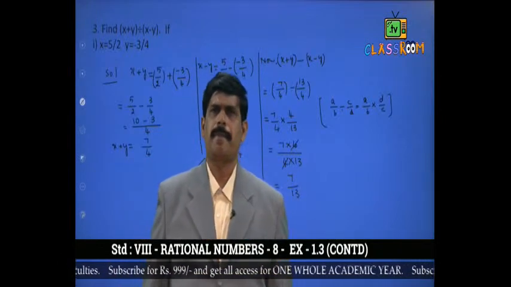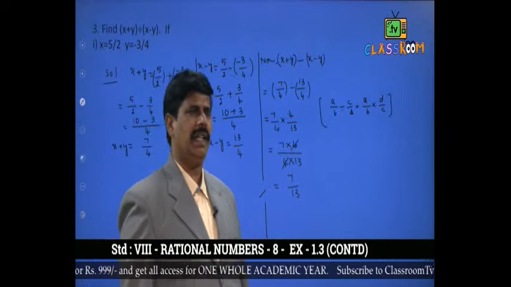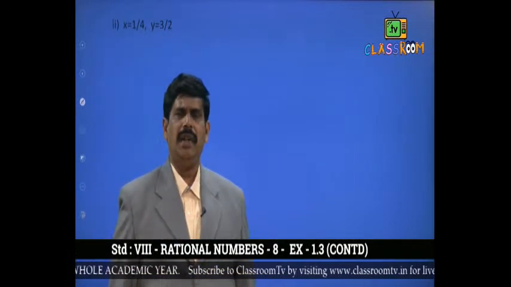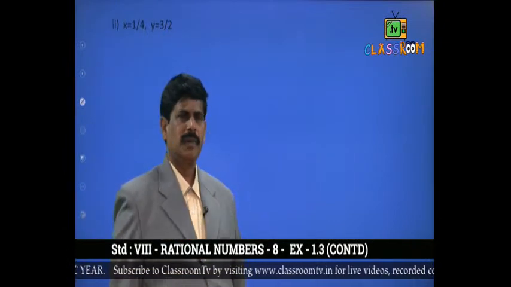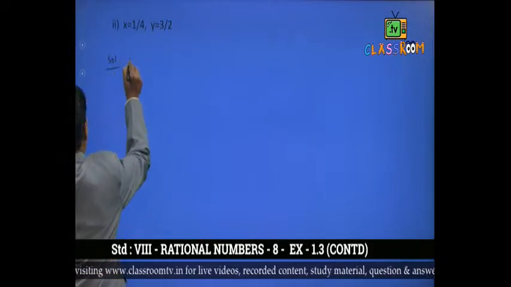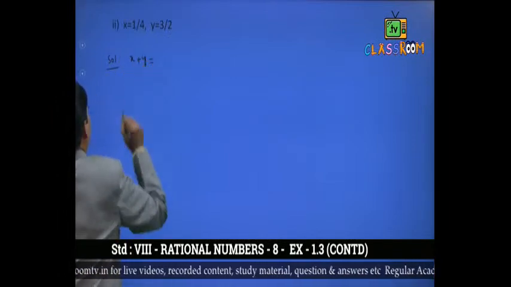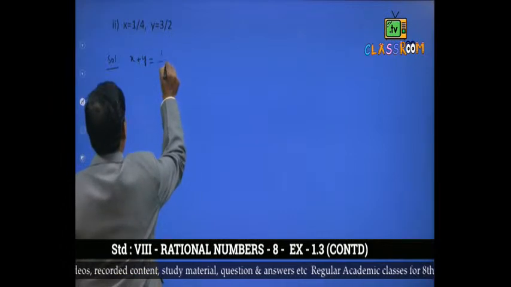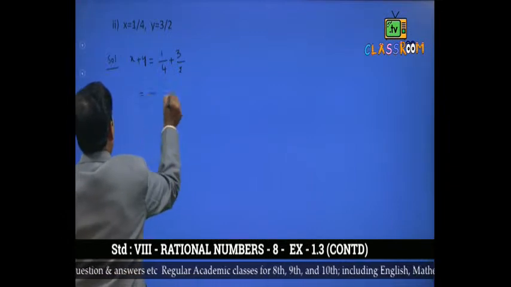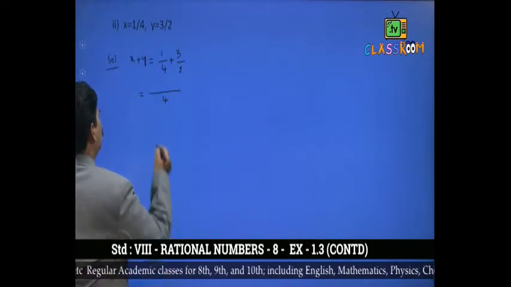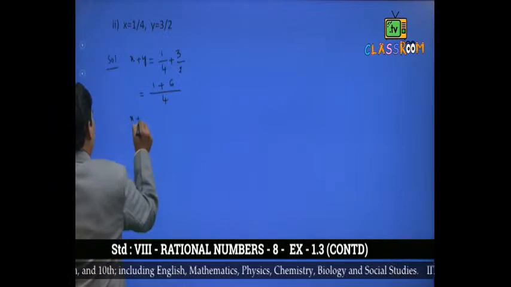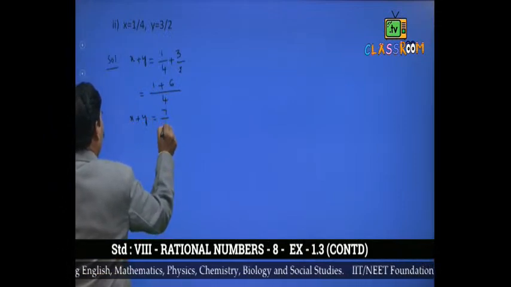That is the question. Now let us see the similar kind, the second one. x is equal to 1 by 4 and y is equal to 3 by 2. So first we will find x plus y. Let us find x plus y, children. x plus y is equal to 1 by 4 plus 3 by 2. The LCM of 4 and 2 is 4 here. So 4 goes one time, 2 2s are 4, 2 3s are 6. So we will be getting x plus y is equal to 7 by 4 here.